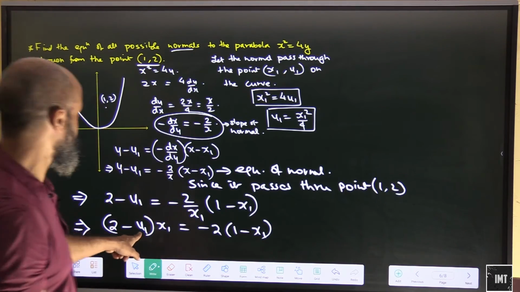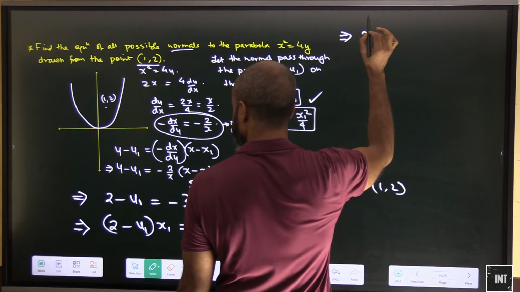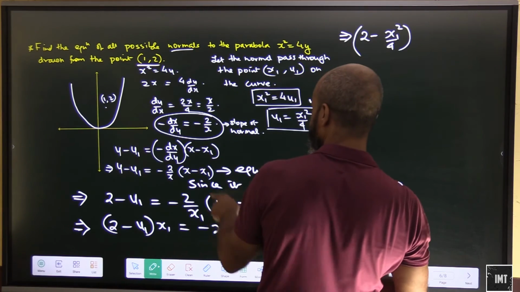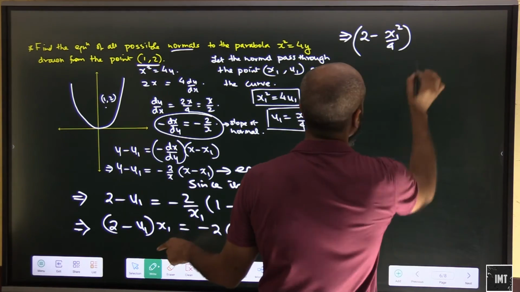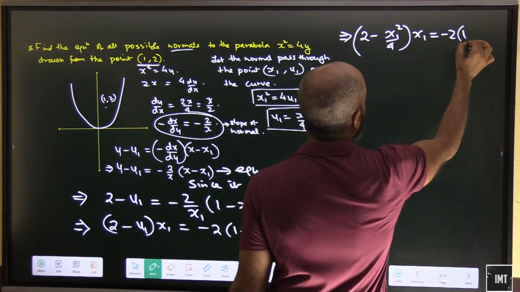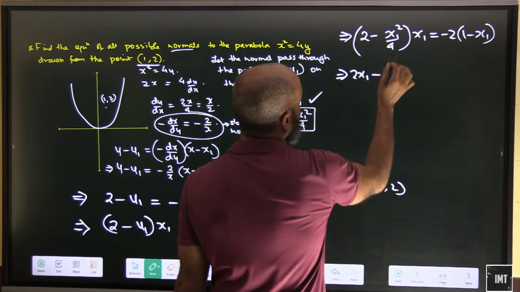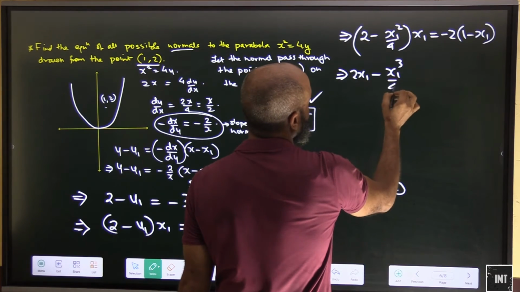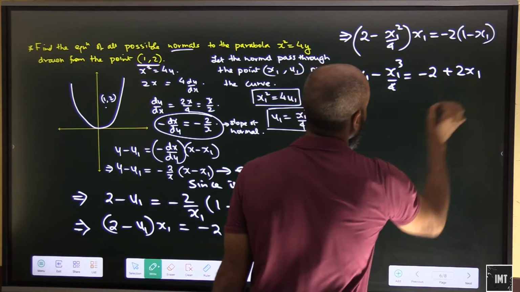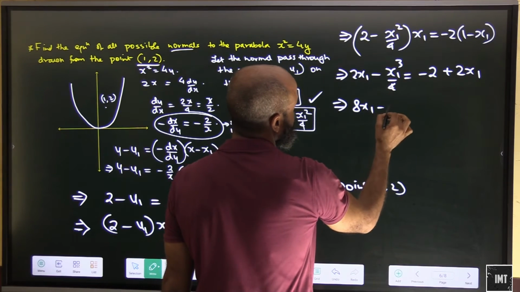Okay, in place of this y1 we can put x1 square by 4. So this can be written as 2 minus x1 square by 4, into x1, is equal to minus 2 into 1 minus x1. So that will be 2x1 minus x1 cube by 4 is equal to minus 2 plus 2x1. So that will be 8x1 minus x1 cube.